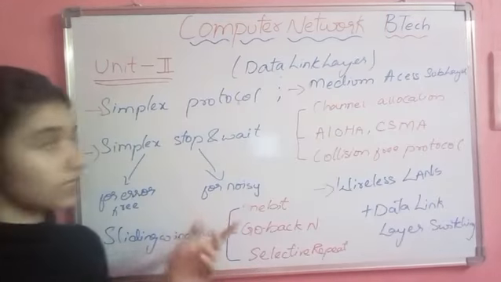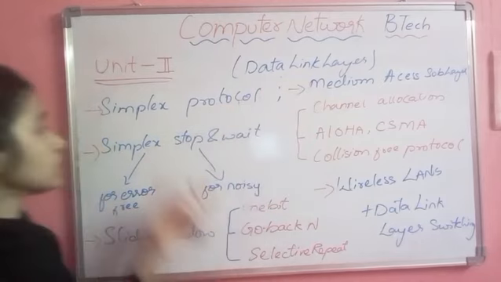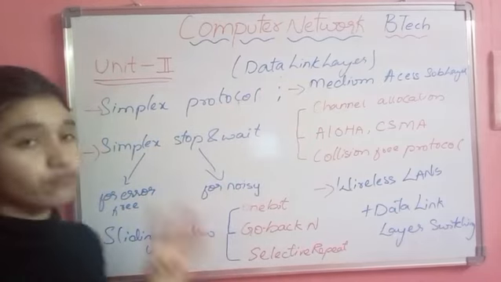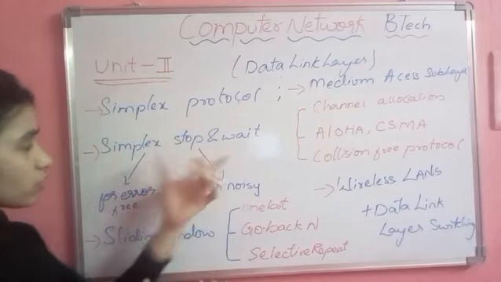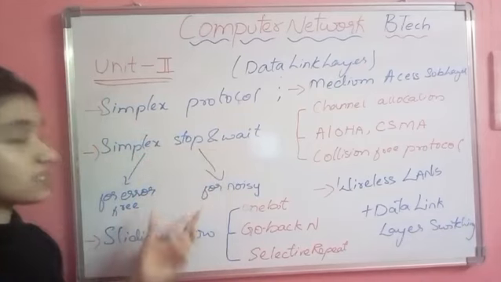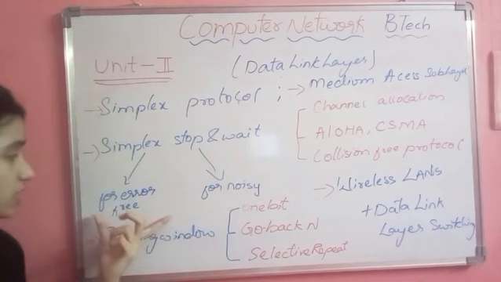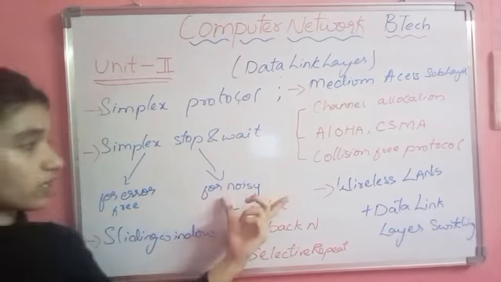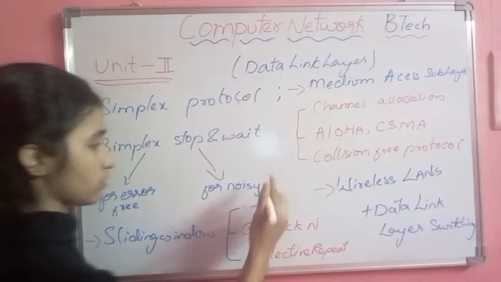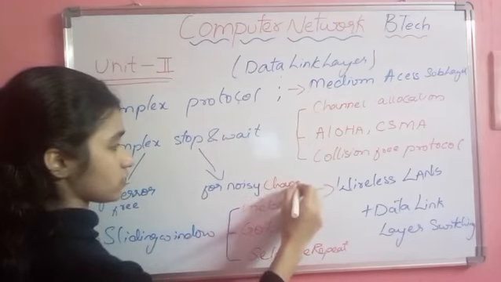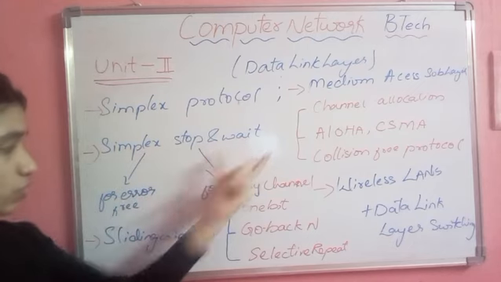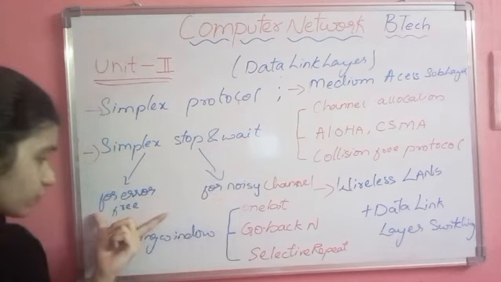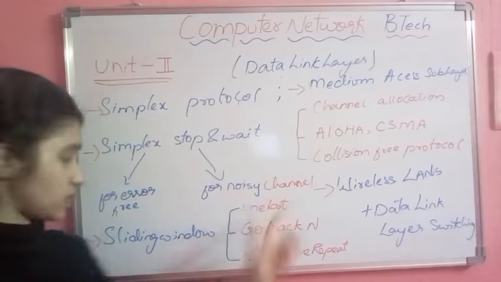Okay, so this is the second unit. Let's see data link layer. In this, there are mainly four parts of this unit. Simplex protocol, stop and wait. In this, we have two types. First is for error-free channel and the second for noisy channel. So in this we will be having the simplex stop and wait protocol, with two types for error-free and for noisy channel.